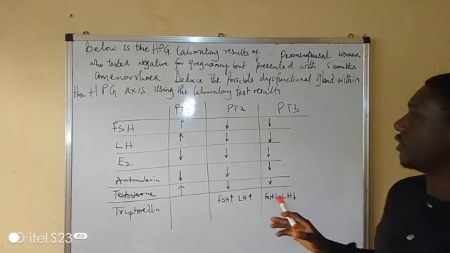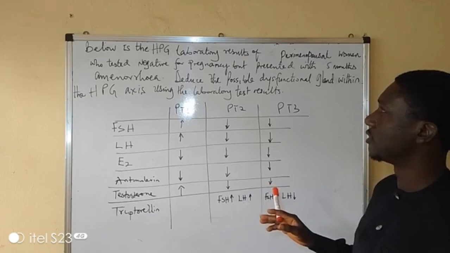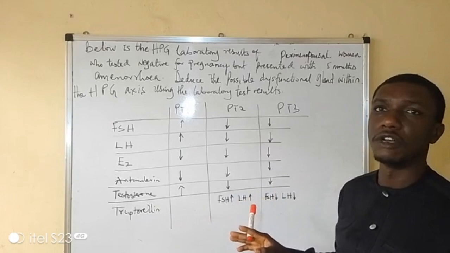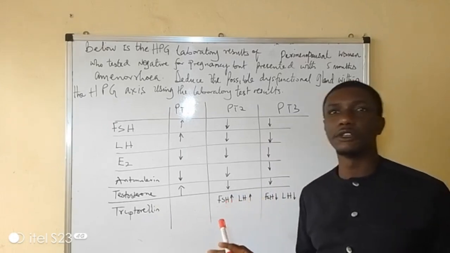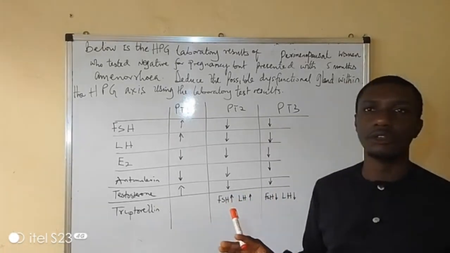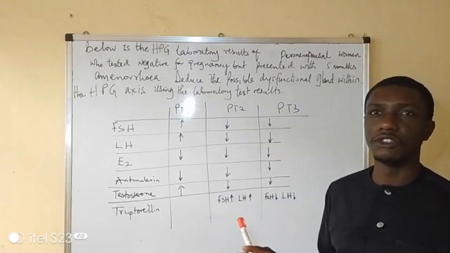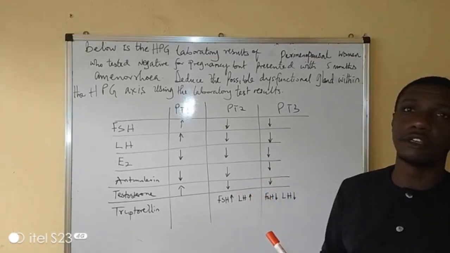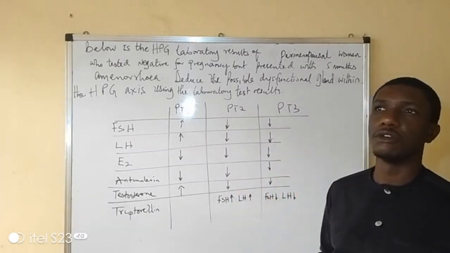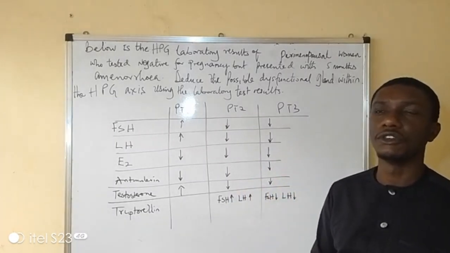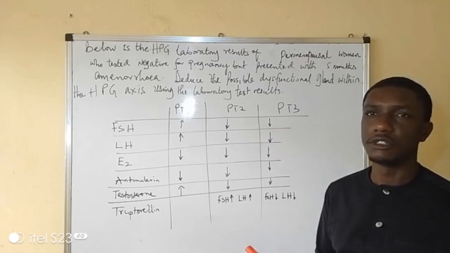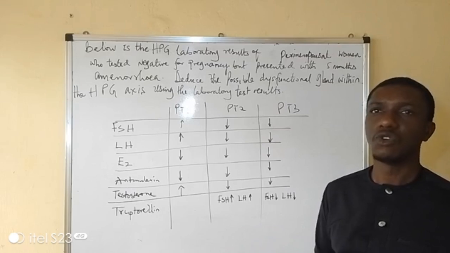So just to give you a recap, the HPG axis is simply the axis that controls the secretion of male sex hormone and female sex hormone. The male sex hormones are testosterone and androgens, the female sex hormones are progesterone and estrogen. So the HPG axis is simply the pathway that regulates the secretion of these sex hormones, otherwise known as gonadal hormones.